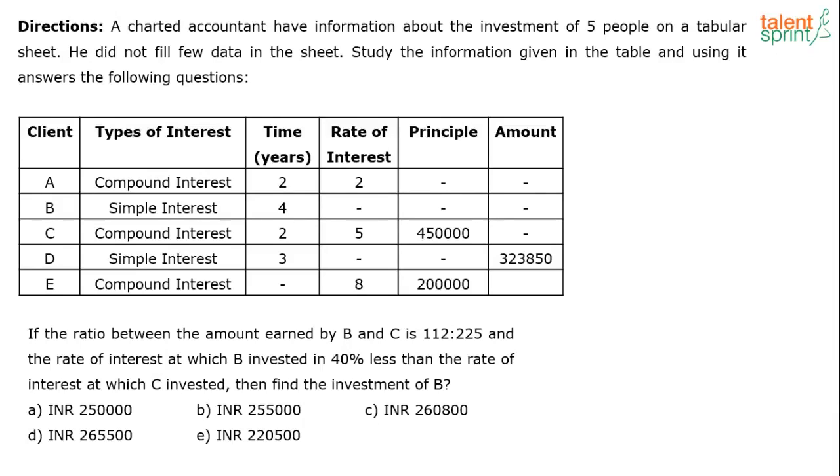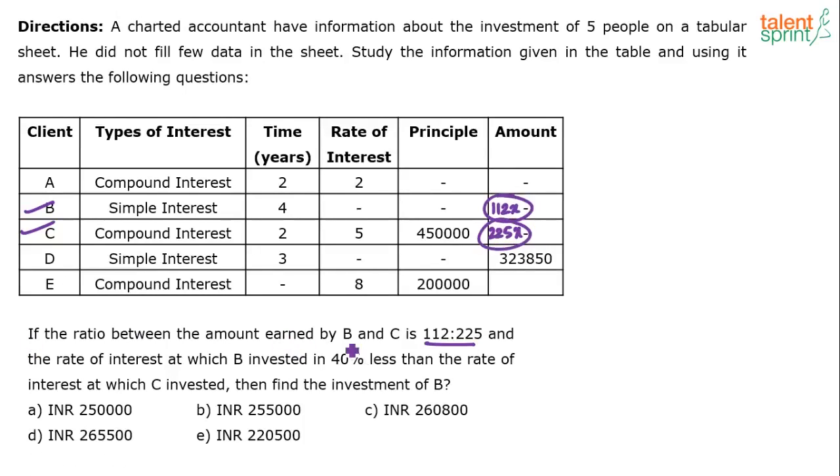Another question on missing data interpretation. Okay, option E is what most of you have marked. Let's look at the solution now. So here we go. The question says if the ratio between the amount earned by B and C is 112:225. So basically this ratio is 112:225, meaning if this is 112 parts, this is 225 parts. 112 parts and 225 parts.